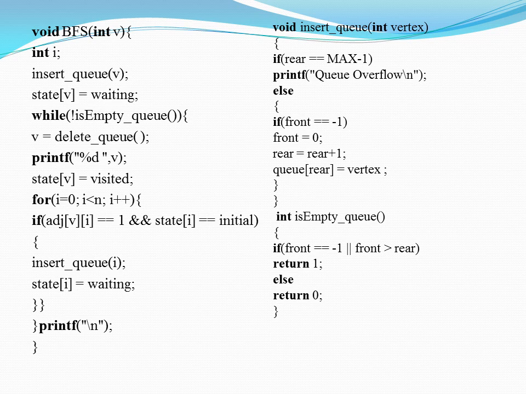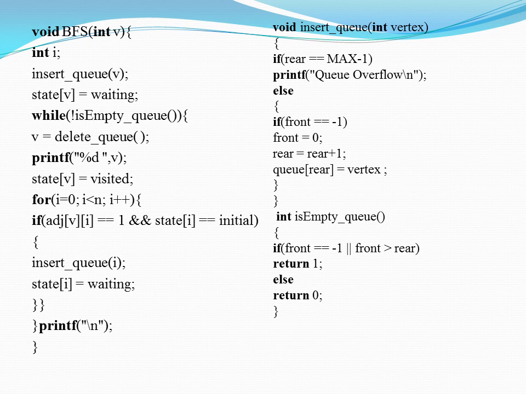Next, in the insert queue method, if rear equal to max minus 1, then we know that the queue is overflow. Else, if front equal to minus 1, meaning there is no element in the queue, front is 0, the rear is rear plus 1. In that rear position, we are inserting the vertex.